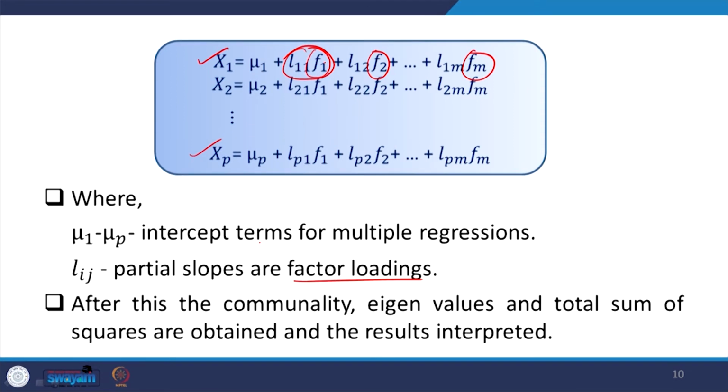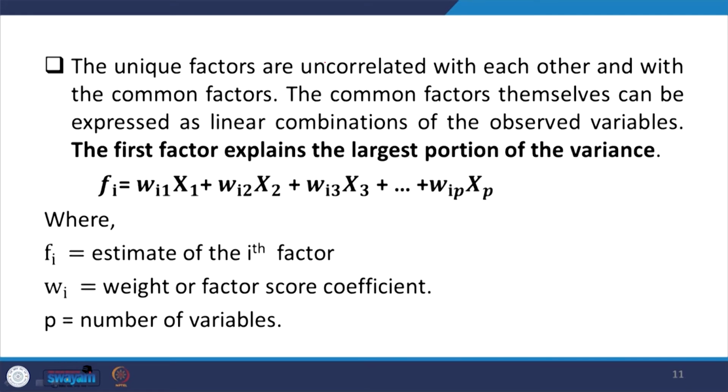Okay. After this, the communality, eigenvalues and total sum of squares are obtained and the results interpreted accordingly. We are going to discuss the necessity of the sum of squares and how sums of squares are useful in understanding the eigenvalues also. We will explain in a short while. So, the unique factors are uncorrelated with each other.